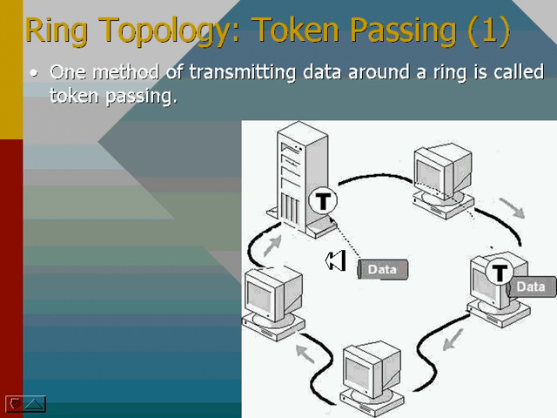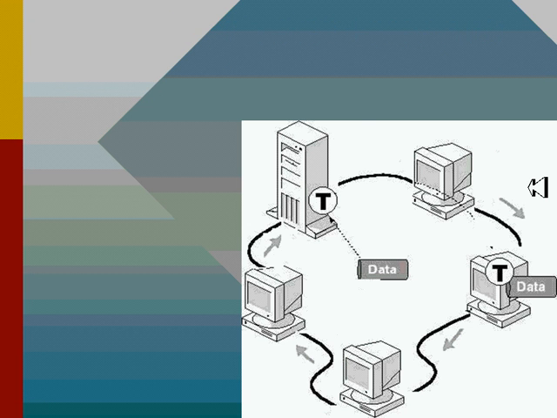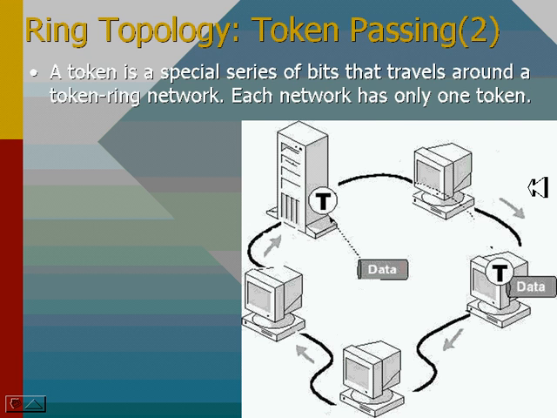One method of transmitting data around a ring is called token passing. The token is passed from computer to computer until it gets to a computer that has data to send. This is the way to regulate who can talk. Only the computer that has the token can send data. A token is a special series of bits that travels around a token ring network. Each network has only one token.